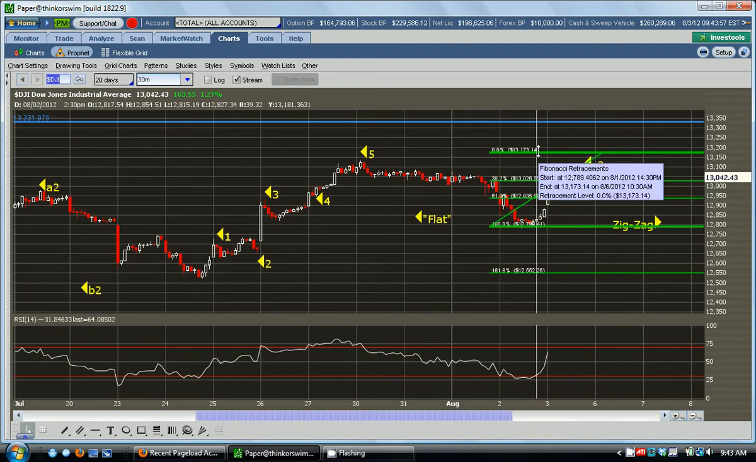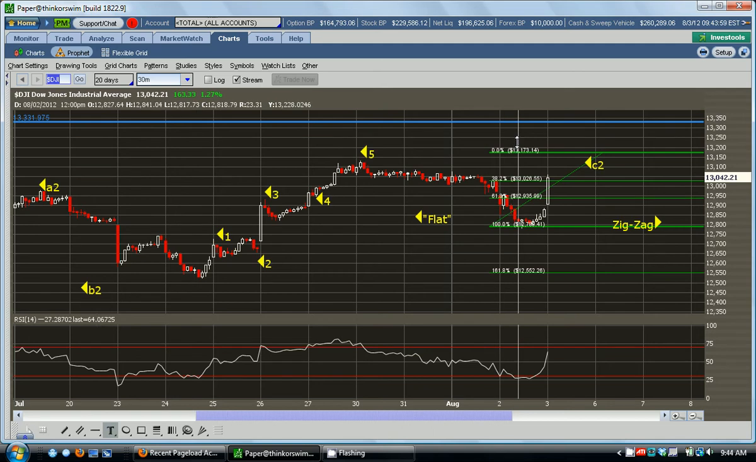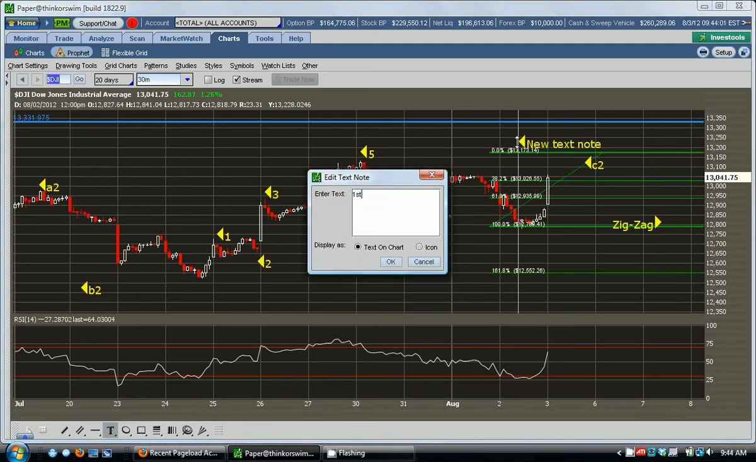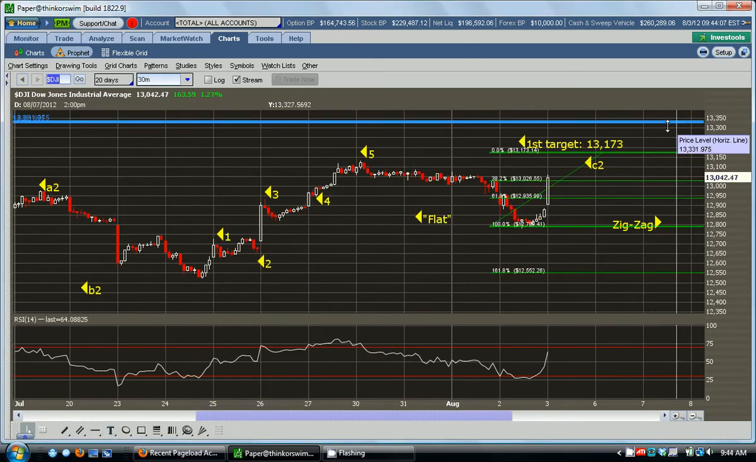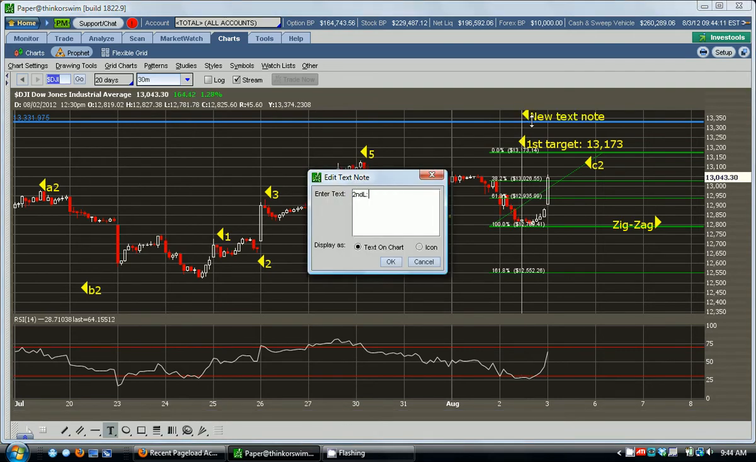So first target, 13,173, and then our second one is going to be right around this level, 13,333 or 331. So we're obviously in another bullish swing, but things to keep an eye on.